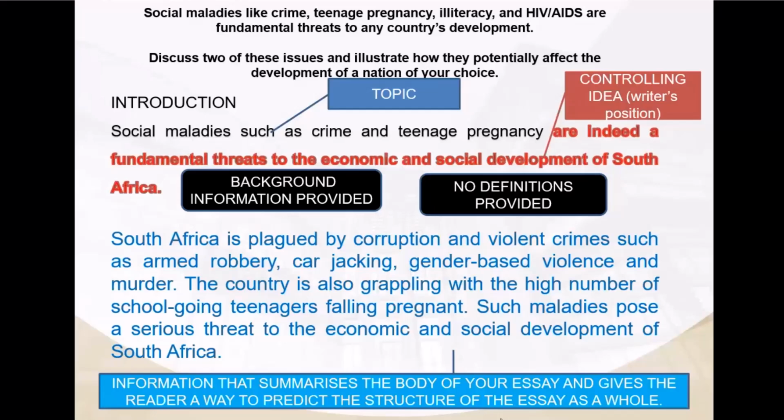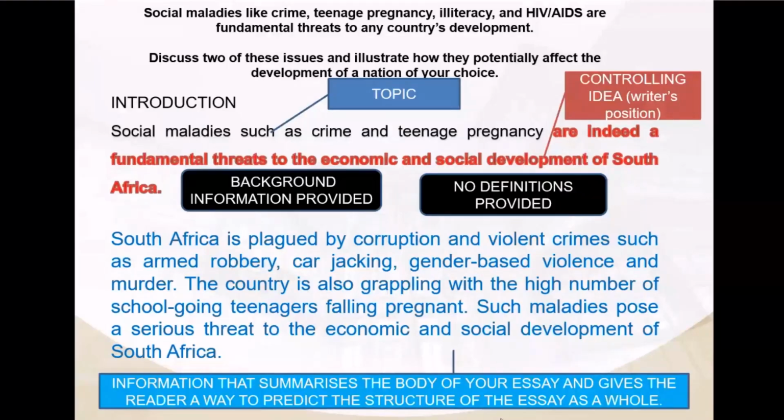Let's look at the rest of the introduction paragraph. It says South Africa is plagued by corruption and violent crimes such as armed robbery, carjacking, gender-based violence, and murder. The country is also grappling with the high number of school-going teenagers falling pregnant. Such maladies pose a serious threat to the economic and social development of South Africa. So what is this part of the introduction called? If you look at the bottom information that is given, it says information that summarizes the body of your essay and gives the reader a way to predict the structure of the essay as a whole.